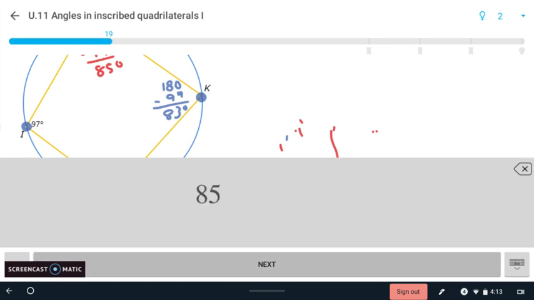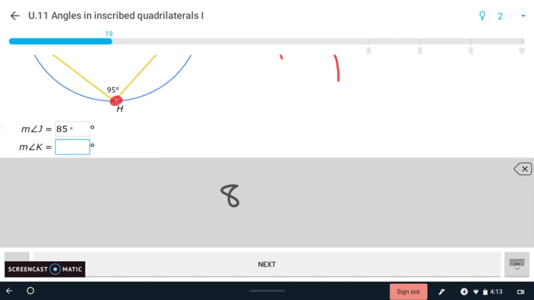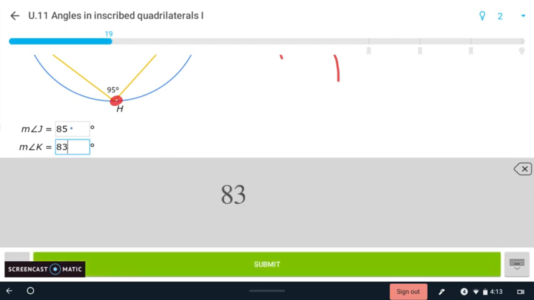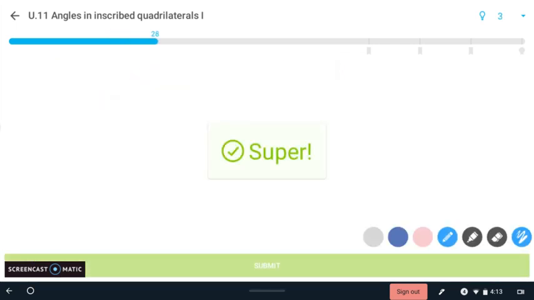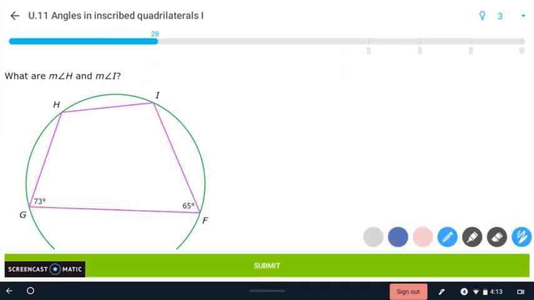If at any point you need to pause the video and go back and look at some of the work I've done, feel free to do that. That's a great way to catch up and review some of the concepts. Okay, here, what are the measures of angles H and I? This is exactly like the last problem I did. At this point, I encourage you to pause the video and try this on your own. I'm going to pause the video as well. In the next 30 seconds, the work will automatically show up here. But I encourage you to try it on your own and see if our answers match.